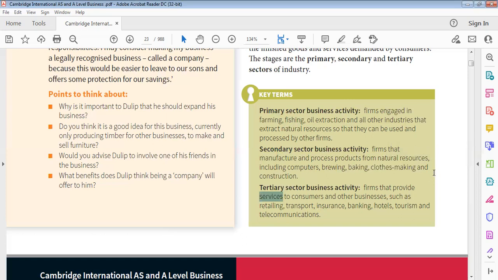So, for example, let's think about cars. To make the body of the car, you need aluminium. When you're extracting aluminium from the ground, that is a primary business activity. Then that aluminium goes to the Toyota factory, and those guys are converting it into cars. So that is a secondary activity. And finally, when the car goes to the showroom, the salespeople are selling them to the customers. That is a service, so that will be a tertiary business. Do you understand? Yes, understood. Good.